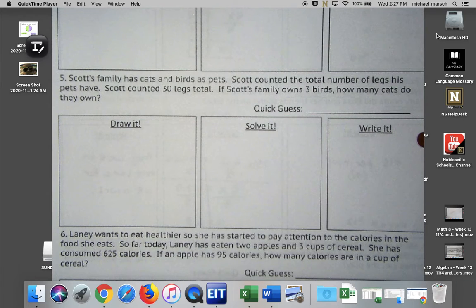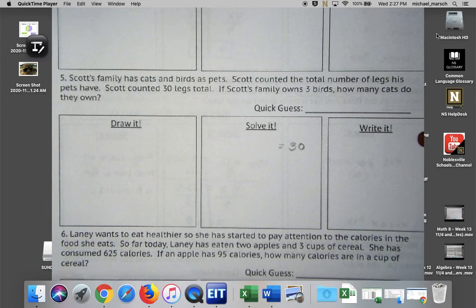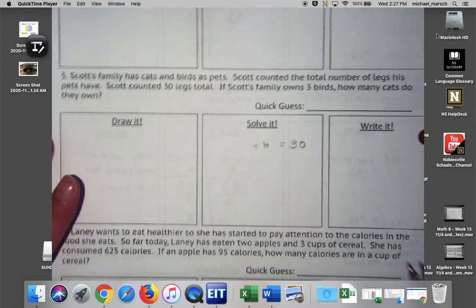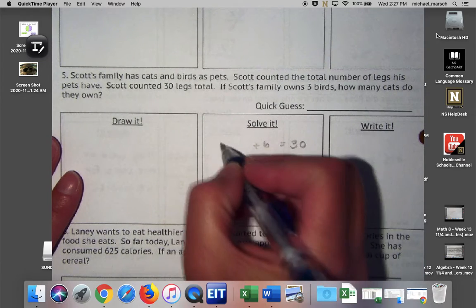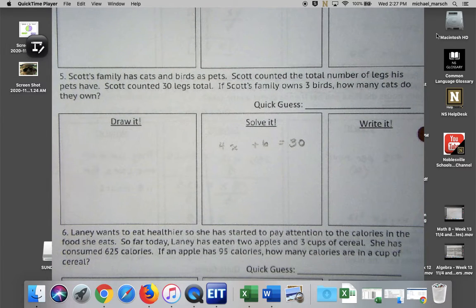If Scott's family owns 3 birds, how many cats do they own? Wait, we don't have the same question. No, I'm on number 5. Oh, my fault. We have 30 legs, right? How many legs per bird? 2. So how many legs for 3 birds? 6. How many legs per cat? 4. So it's going to be 4x plus 6 equals 30 for your equation, right? You have to subtract the bird legs to find out how many cat legs there are.